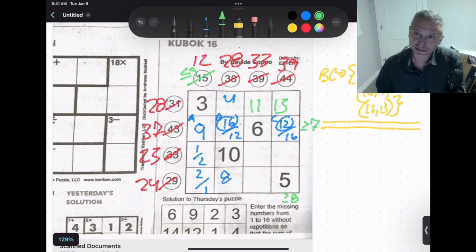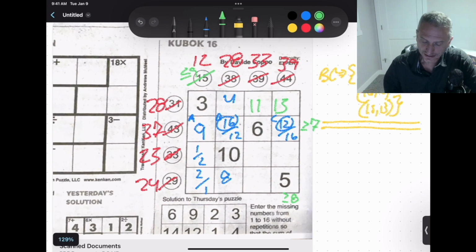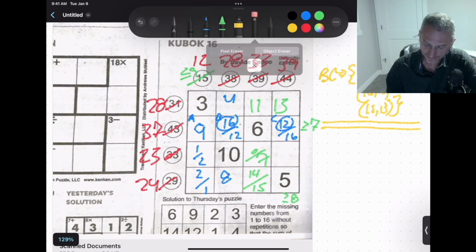Oh, shoot. I don't think I was supposed to delete that bottom one, was I? 8, 2, 10, 14. 8, 1, 14, 15. Okay. So 11, 14, 25, 8. No. 11, 15, 26, 7. Yes. Okay, so now I have eliminated something.